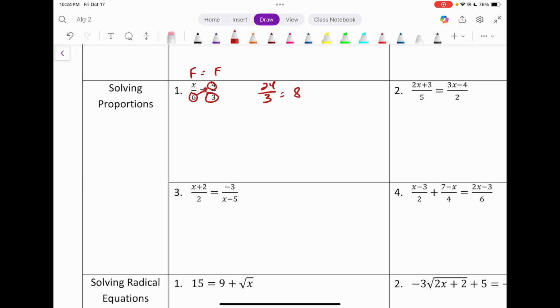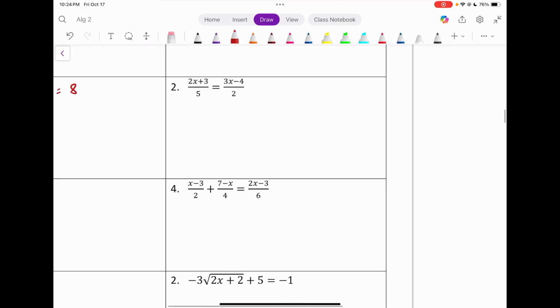Now, sometimes you can't use that shortcut, like on number 2. The way we're going to do this is, since this is divided by 5, we can very easily move the divided by 5 to the other side by simply multiplying by 5. So I'm going to multiply my top by 5. Make sure you do it all by 5. And this is what I get. And I'm going to do the same thing with 2. Since it's divided by 2 on the right side, I'm coming over here and multiplying by 2.